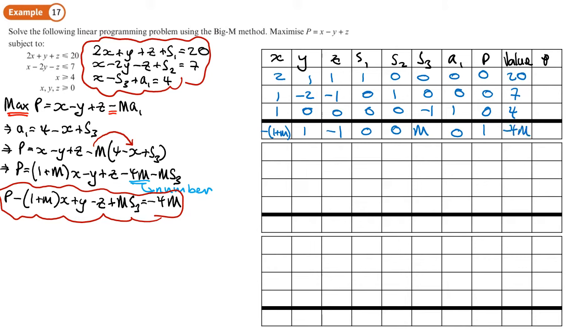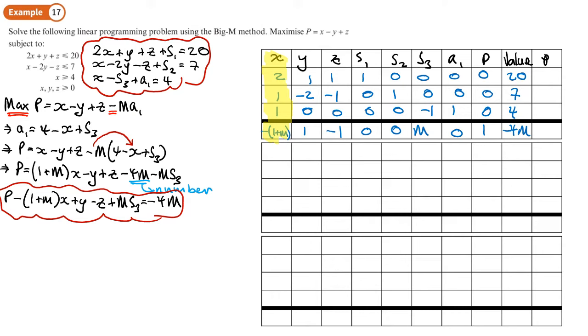Right, so we need to find the pivot column first of all. So the pivot column is going to be the most negative value, and that's this column here.